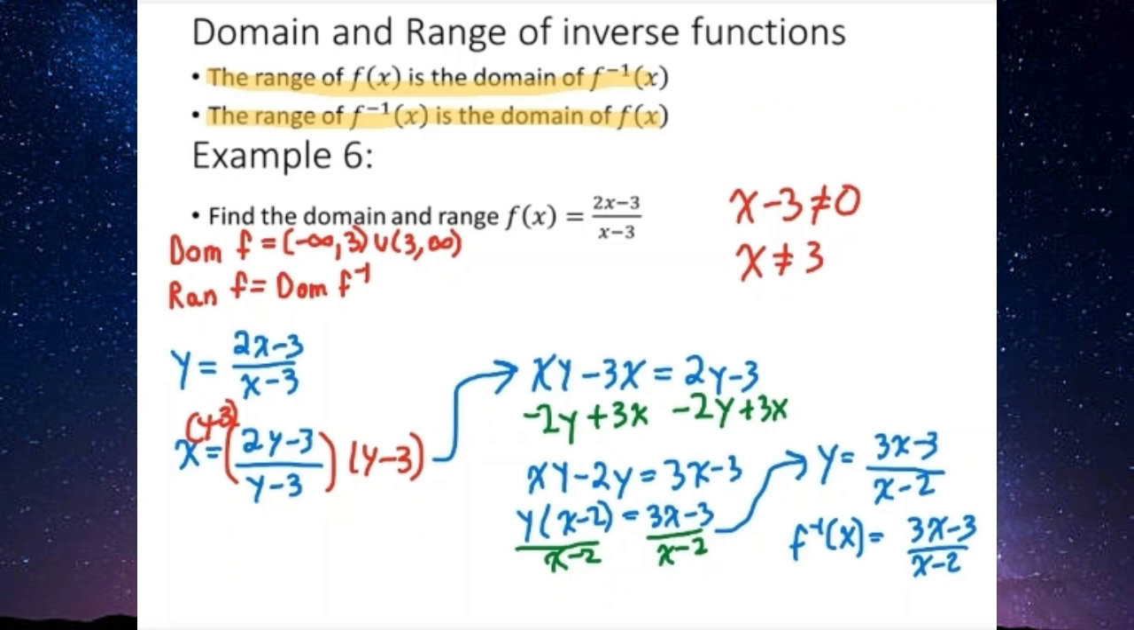The reason why we found f inverse is so that we can find its domain, because its domain will be the range of our original function f. Looking at our f inverse, we see that it has division. The one number we can't divide by is 0. So x minus 2 cannot be 0, which means x cannot be 2. So our domain of f inverse of x will be negative infinity to 2, union 2 to infinity. And since that's the domain of f inverse, that will also be the range of f.